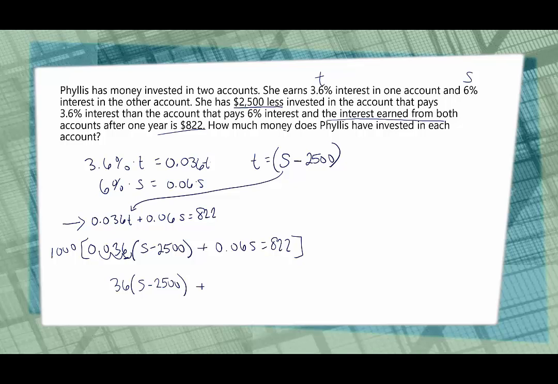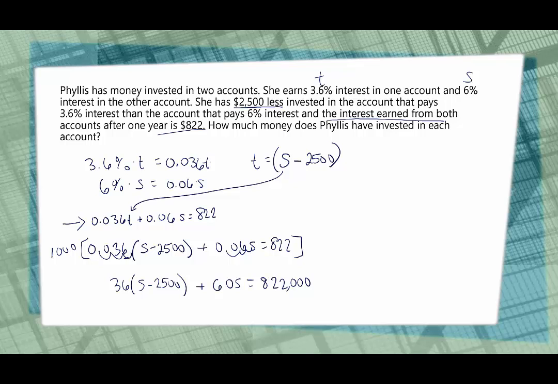Then in the second term, we're going to multiply the 0.06. That's going to be 1, 2, 3. That's going to be 60S. Be really careful with that because we are multiplying by 1,000. It's not 6S, it's 60S. And then 822 times 1,000, we'll add 3 zeros to the end of that. That's going to be multiplying by 1,000, giving us 822,000.